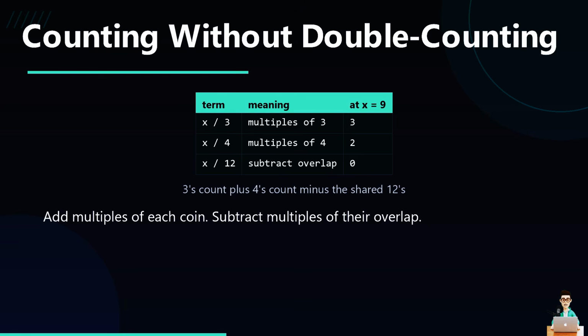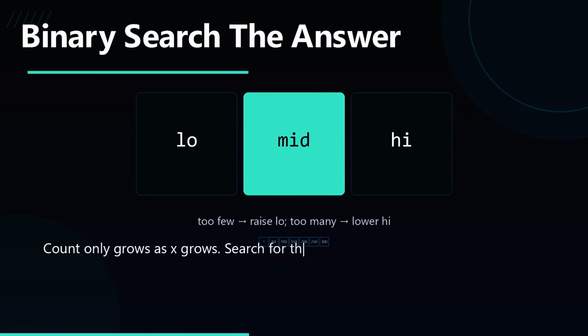Start with a huge range for x. Pick the midpoint and count valid amounts at most that midpoint. Too few? Search higher. Too many? Search lower. Keep narrowing until you land on the exact kth smallest amount.